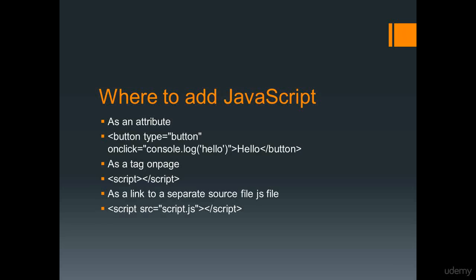Welcome back, and in this lesson I'm going to show you where you can add JavaScript within your page. So the first place that we can add JavaScript is within our HTML as an attribute. So we can add the onClick and have our JavaScript within here, and then the rest would just be HTML. We can also add it as a tag. So script tag opening, have our JavaScript in there, and then closing the script tag. And then lastly, we can add it as a link to a source file, which is a JS file. So this is a JavaScript file.